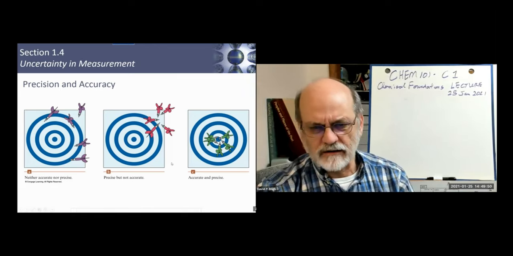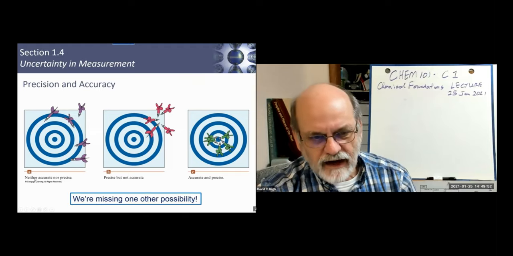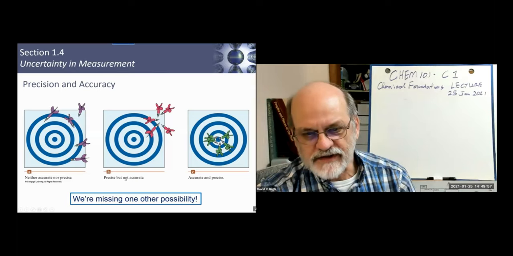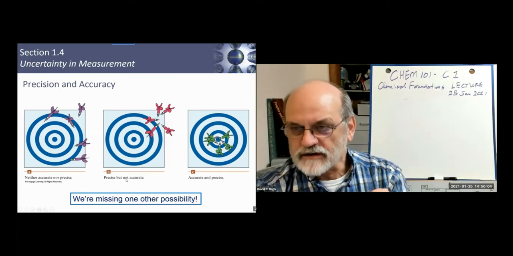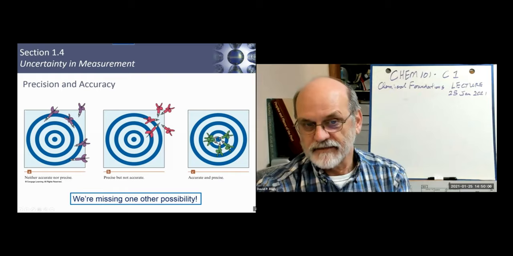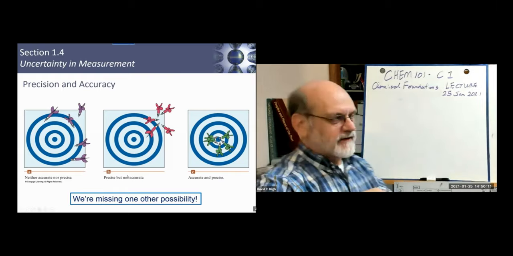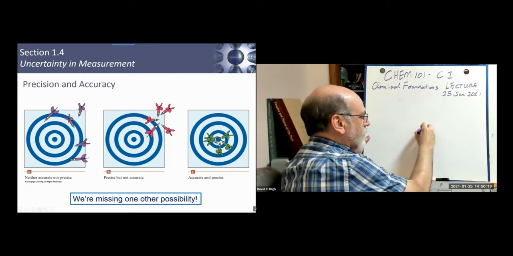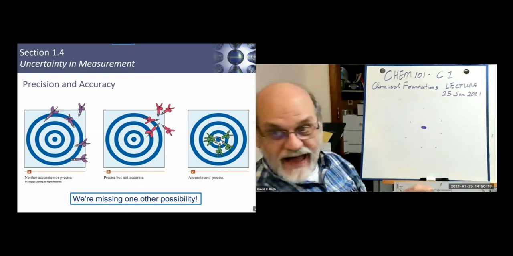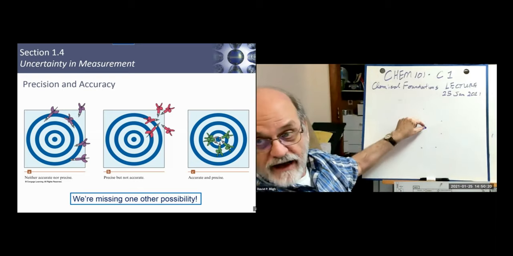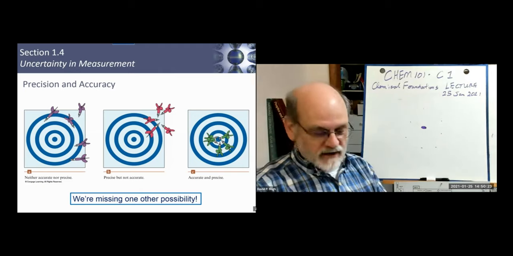Now we're missing one here. If we got neither accurate nor precise, precise but not accurate, accurate and precise, we're missing one. One that's accurate but not precise. So what would that look like? Accurate and not precise would be, say, here's the bullseye. You hit it around like this. The average of those is right on the bullseye. So it's accurate, but not precise.